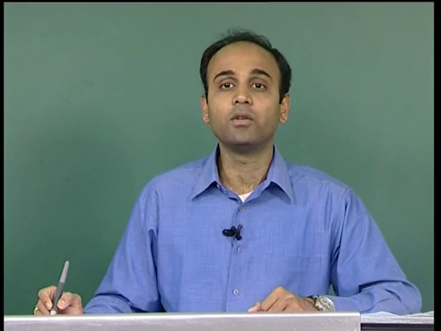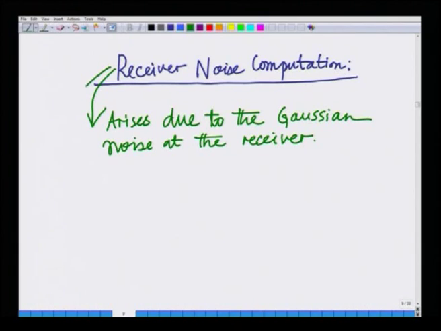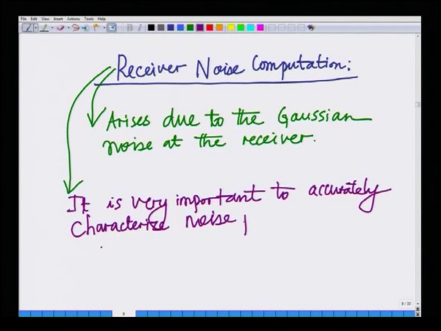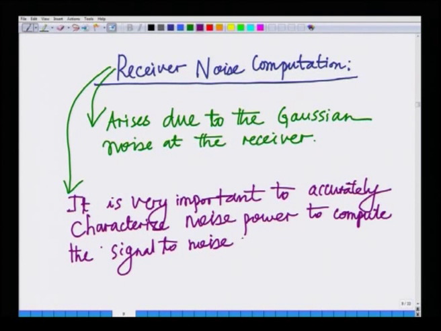This is one of the important distortions, and it is essential to characterize the noise at the receiver to accurately model the signal to noise ratio at the receiver. It is in fact critically important to accurately characterize the noise power to compute the signal to noise power ratio.